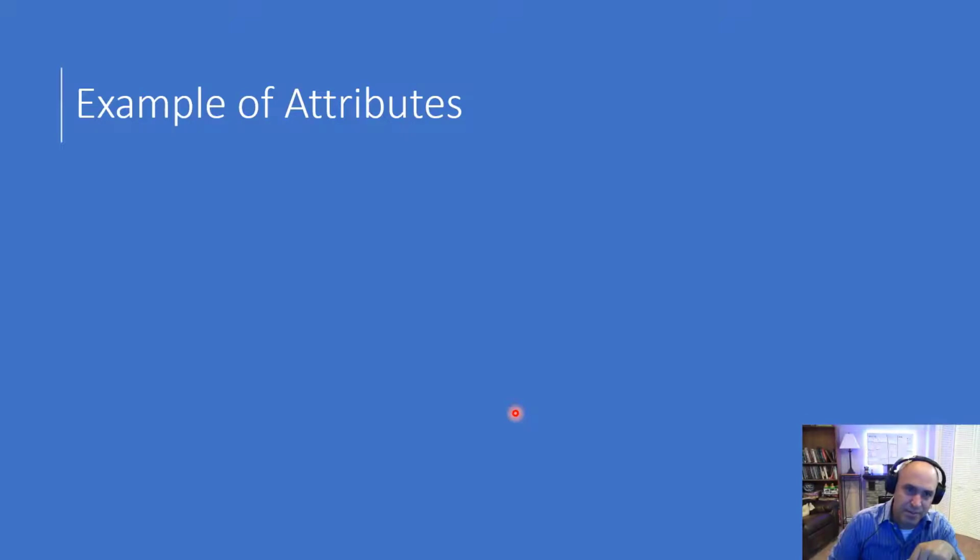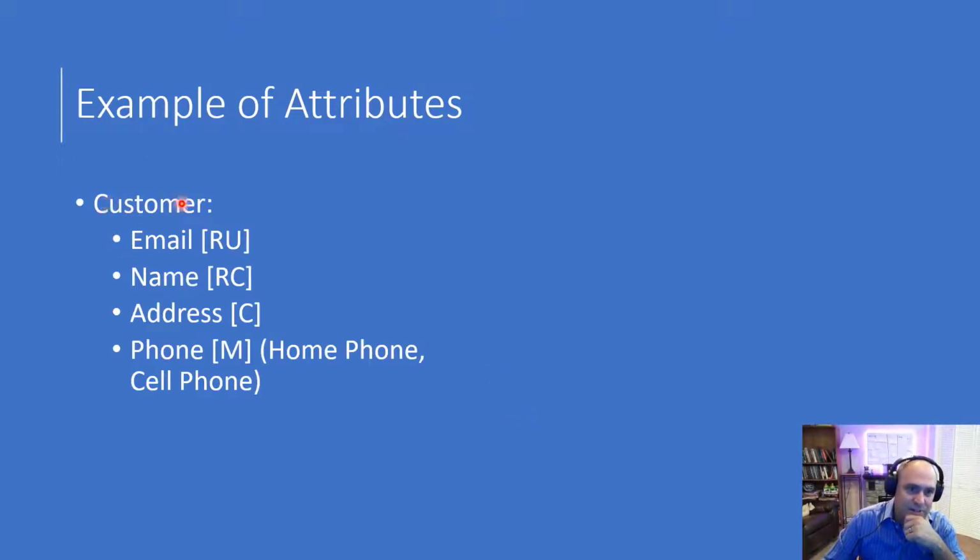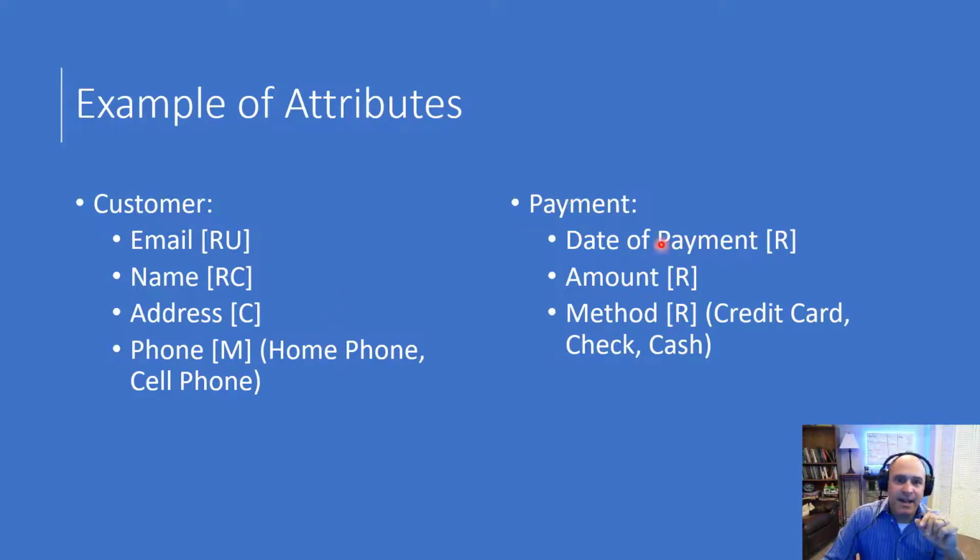Let's do some examples of attributes. Your customer entity might have these attributes. It might have an email, which is a natural key, unique, and it's required. Your name might be composite and required, which means it would be first name, last name. Address might be composite. Phone number might be multi-value. You might have a home phone, cell phone. You might have a payment entity that has a date of payment, which is required, an amount which is required, and then a payment method such as credit card, check, or cash, which is required. Generally, when you're building data requirements, you would describe each of these attributes in detail, as you'll see further along when I do another example.